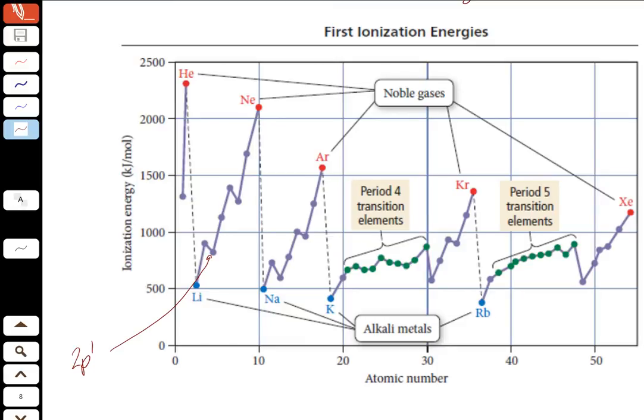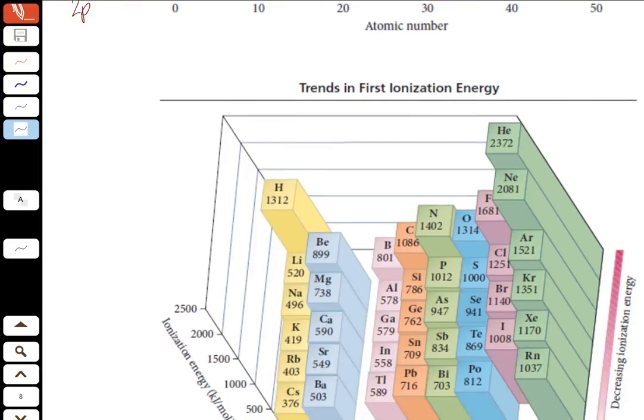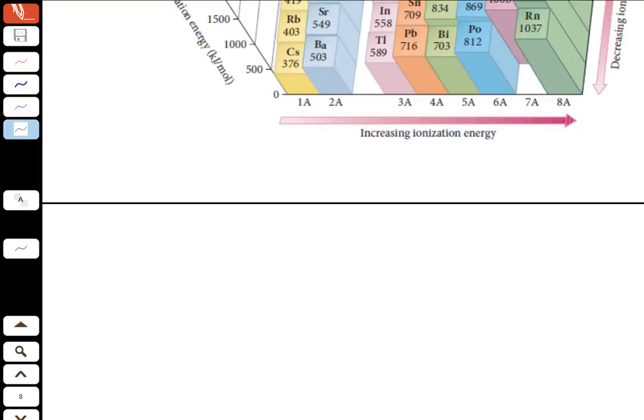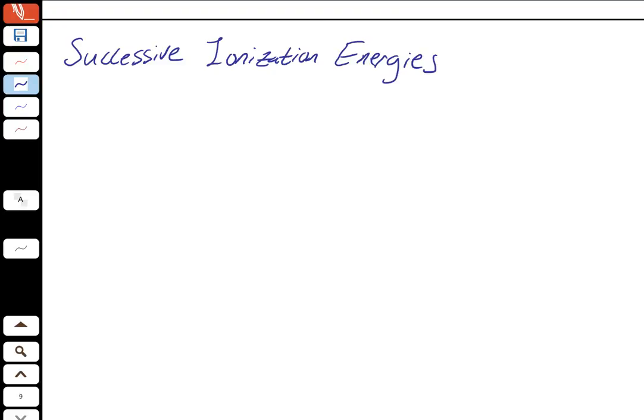Okay. So that's all first ionization energy. So this is all the energy that it takes to remove 1 electron from that atom. Let's look at successive ionization energies. So that is what happens when we remove subsequent electrons.